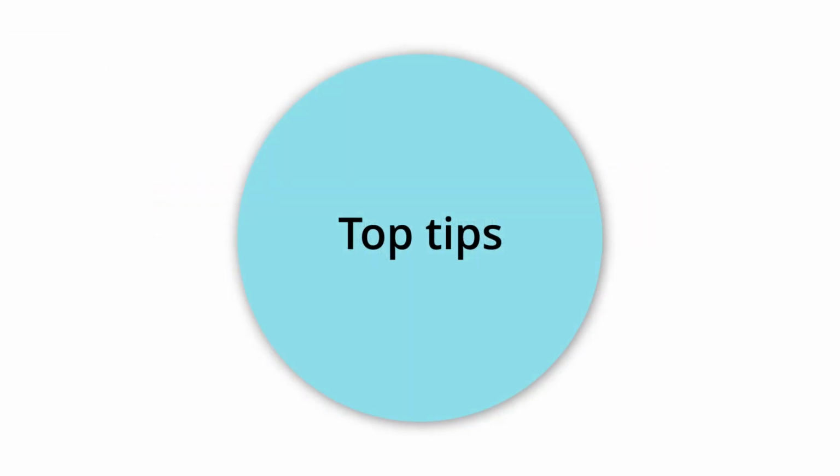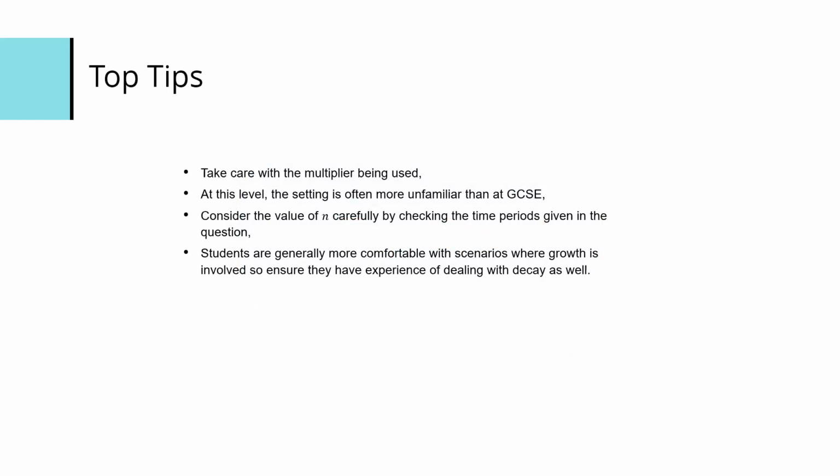Some top tips for teaching this. Take care with the multiplier being used. Students are often good at that, but it's definitely well worth revising and revisiting multiple times. At this level, the setting is often more unfamiliar than at GCSE, and you saw the question just there that had multiple steps to it. Consider the value of n carefully by checking the time periods given in the question. The ones we saw had year time frames, but it could be other things like weeks or months or other time frames. And students are generally more comfortable with scenarios which include growth, so ensure that they have had experience of dealing with ones where it's decay or depreciation as well.